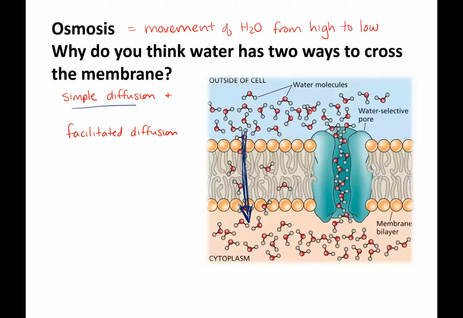Okay. So facilitated diffusion. Many cells have something called an aquaporin, which basically means a water tunnel. And that's this water selective pore. And look how much water can go through. So water can move much faster through facilitated diffusion because it's got this nice opening, this nice tunnel for it to go through. Okay. But it can also move by simple diffusion.